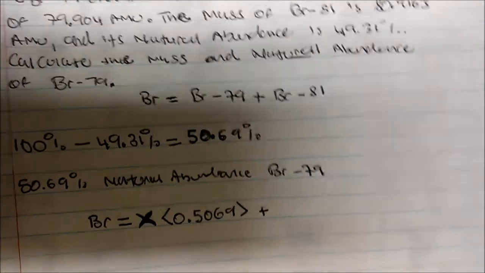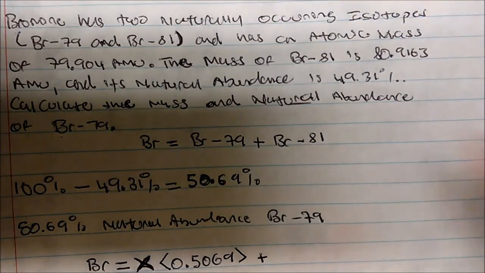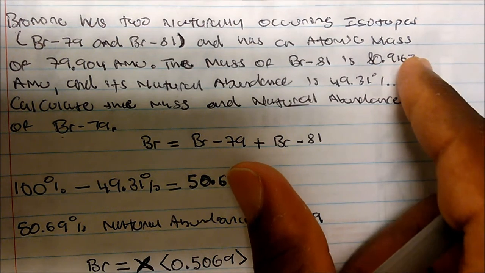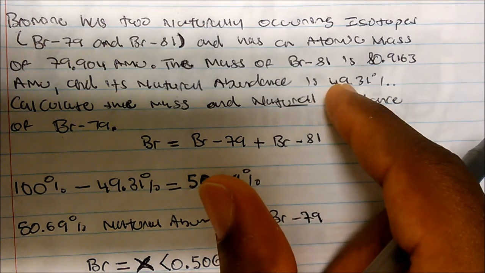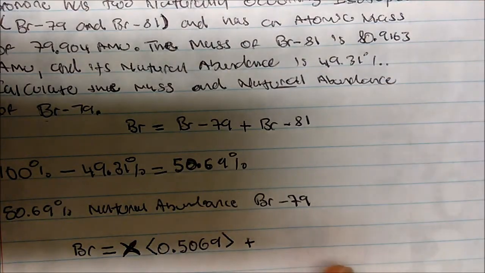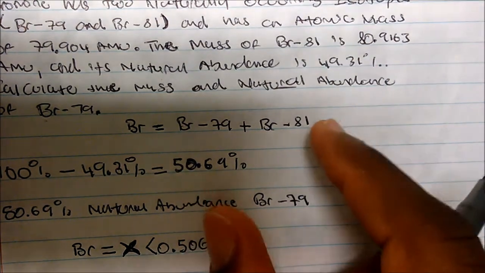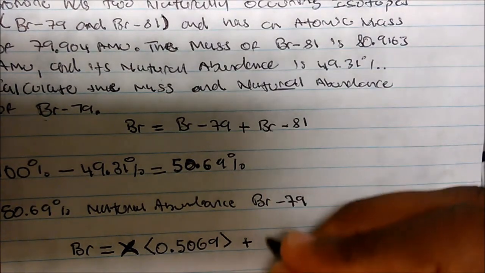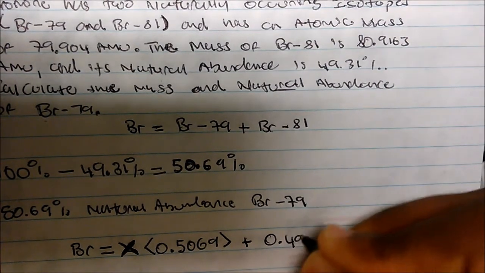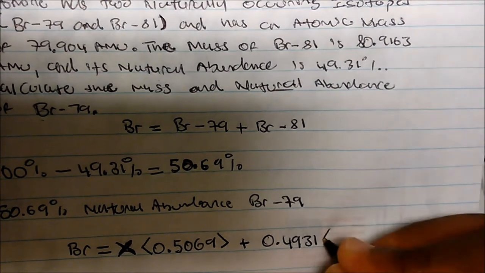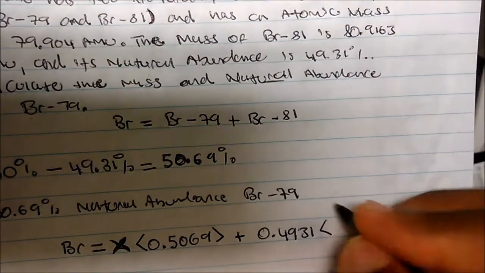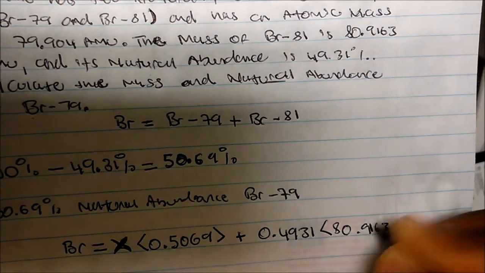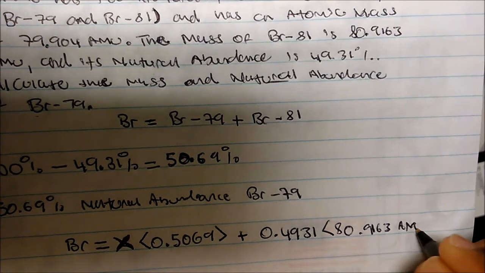0.5069, and we're going to simply add that to Br81, which happens to be 80.9163 atomic mass units, but I got to convert its relative abundance first. And so if I convert that by taking 49.31 divided by 100%, to convert it to a decimal, I'm going to get 0.4931, and that's going to be multiplied by its atomic mass unit, which happens to be 80.9163 AMU.